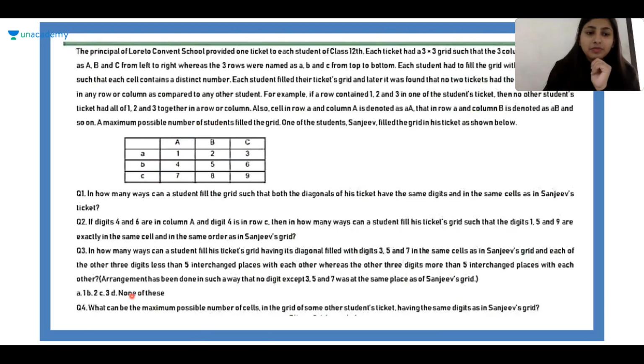ठीक है? Yes, I'm repeating. Listen again. Suppose this is one of the tickets of one of the students. In this, the 3 digits 1, 2, 3 are in one row. So no other student can have 1, 2, 3 in any row or column. No other student can have the same 3 numbers 1, 2, 3 in any row or column in their ticket. Is it clear now?